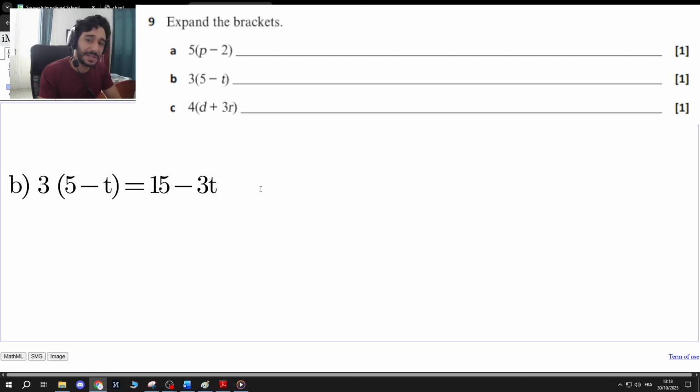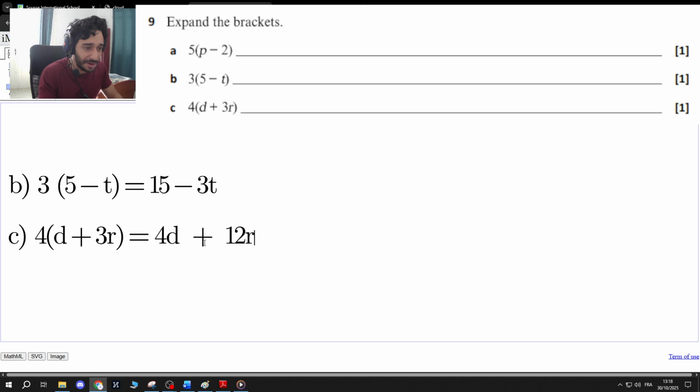And we're going to do the same with C, 4 multiplied by d plus 3r. So our first term is 4, our second term is d, and our third term is positive 3r. We're going to apply the same logic. What's 4 times d? 4d. And what's 4 multiplied by positive 3r? That is positive 12r. And this is my final answer as well.